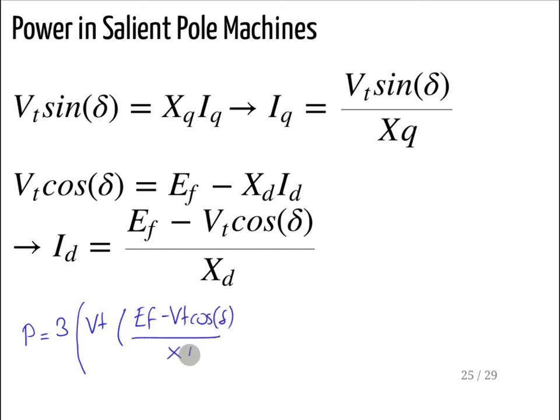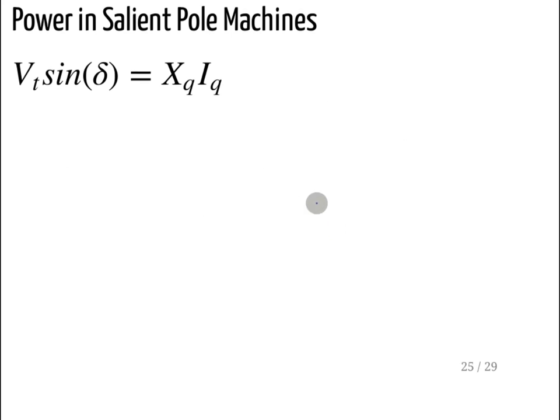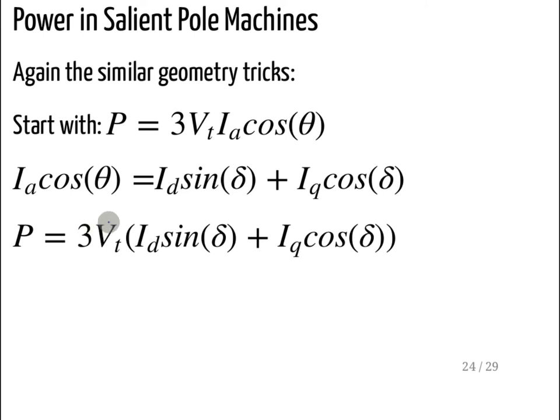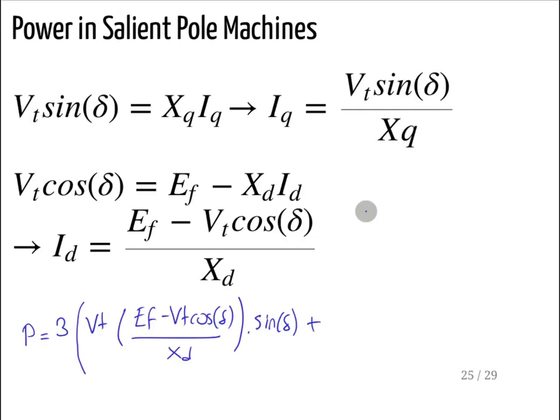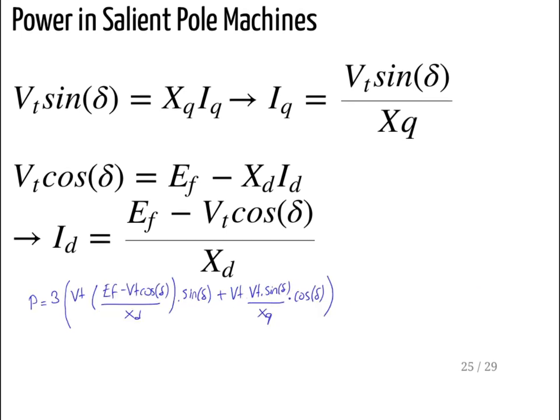delta divided by XD, times sine delta, plus, then I have again 3 VT times IQ cos delta. You can take the VT to the outside, times, instead of IQ, I'm going to write VT sine delta divided by XQ, times cosine delta. That equation may seem quite complex, but we will simplify it in a minute. I just made it smaller to have some space.